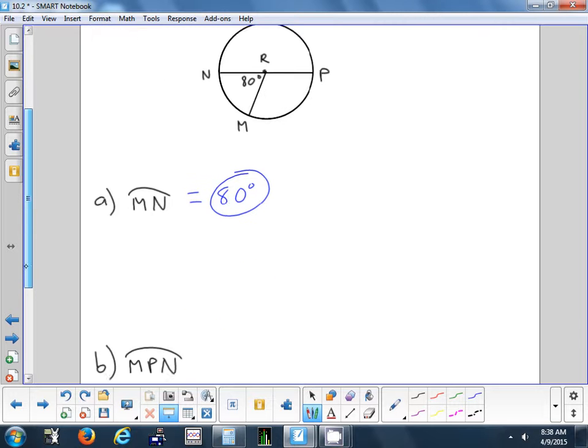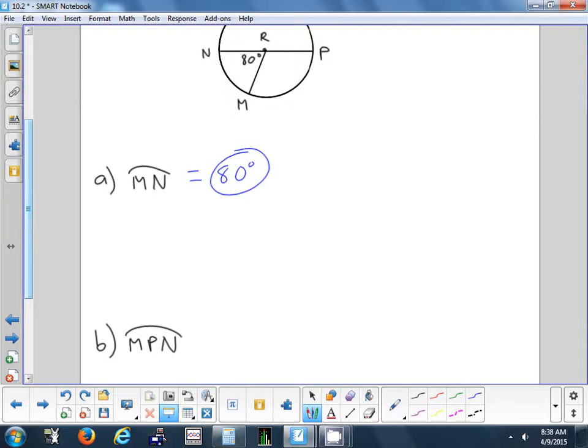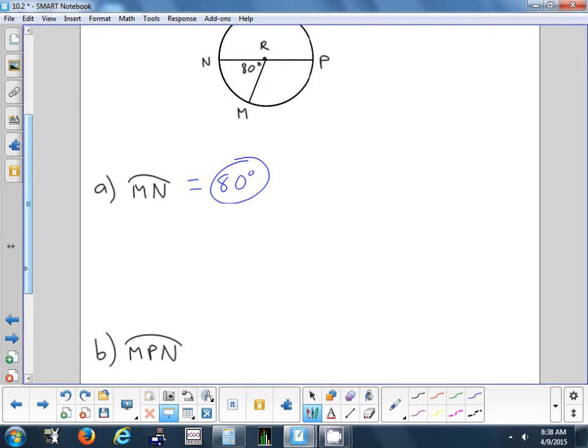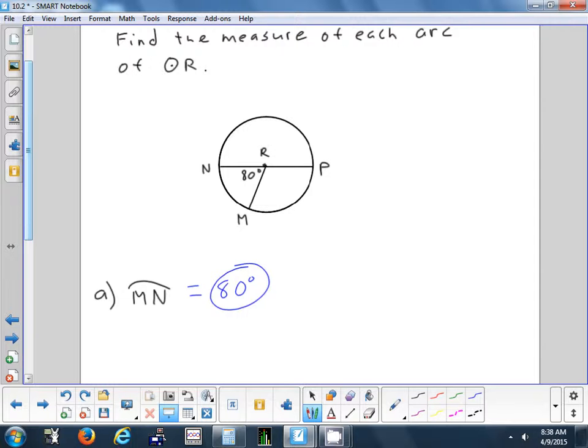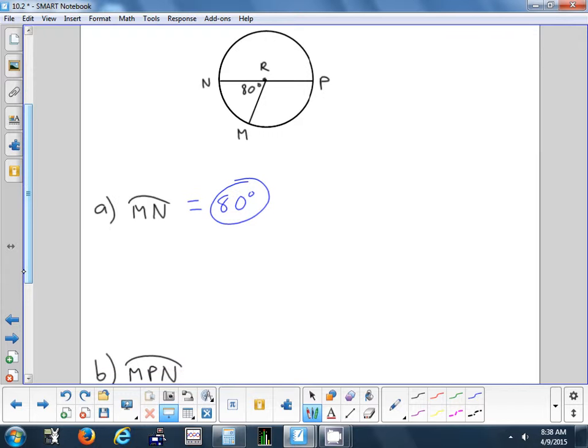All right. Now I want to find arc MPN. Okay. Without even a picture, because I use 3 letters to label it, most likely it's what kind of arc? It should be a major arc. We don't use 3 letters for a minor arc, generally. Okay. MPN. How would you find that arc? Take the minor arc, subtract it from 360. That'll give you the major arc.